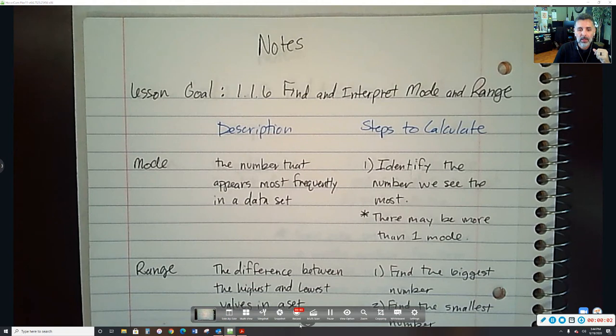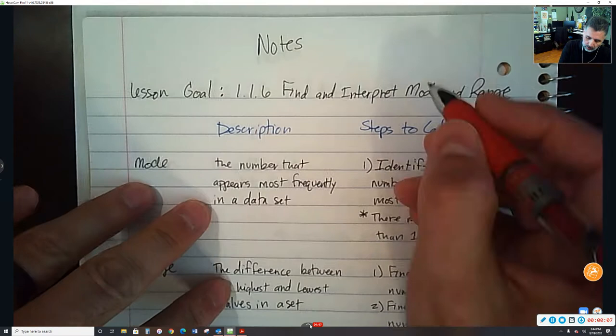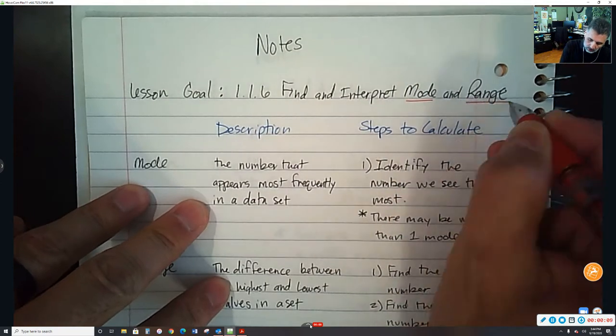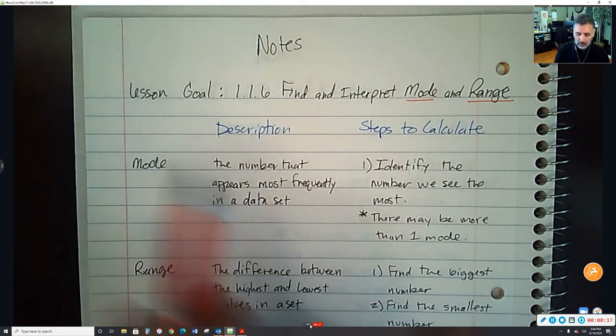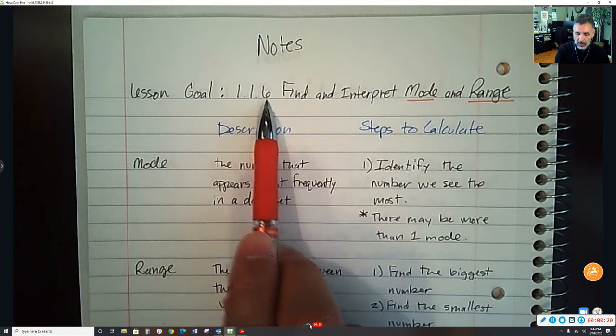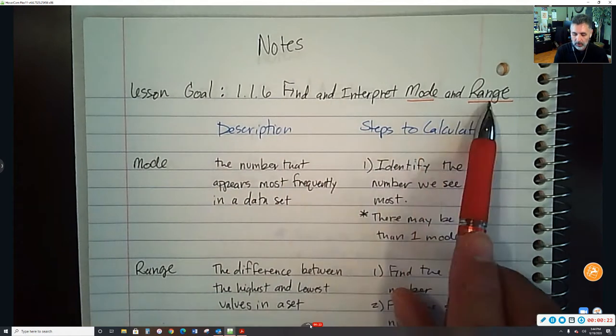Here we go again. Notes. This time we're going to learn or talk about two new items we haven't talked about yet. Mode and range. Okay. So again, write down the lesson goal. It's 116. Find and interpret mode and range.